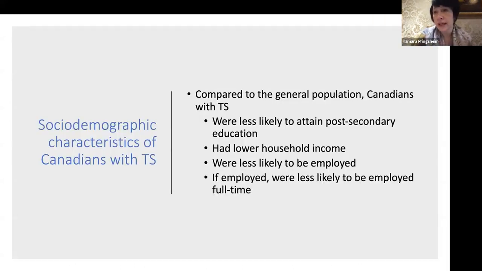So looking at the characteristics of the Canadian population in that study, compared to the general population, Canadians with Tourette syndrome were less likely to attain any post-secondary education. They had a lower household income. They were less likely to be employed. And if they were employed, they were less likely to be employed full-time.